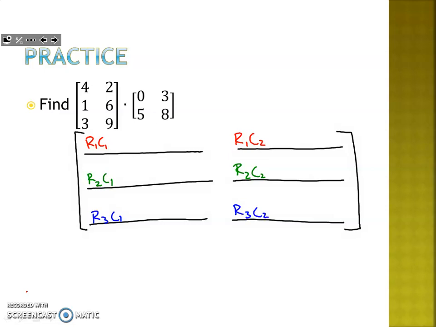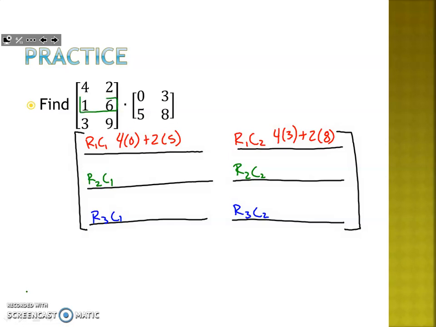So the first one, row 1, column 1. I need to take row 1 times column 1. So that's 4 times 0 plus 2 times 5. And that's my row 1, column 1. Next I have row 1, column 2. That's 4 times 3 plus 2 times 8. I'm just writing them up. I've got my first row done.